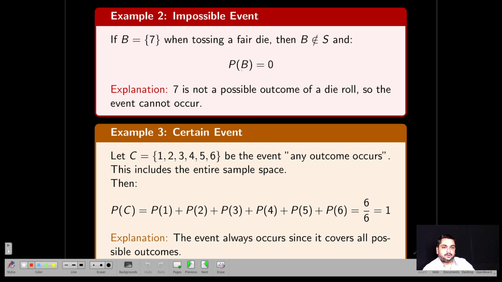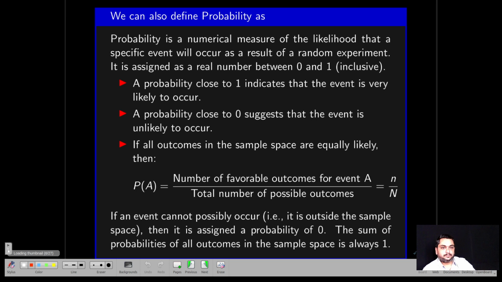Example 2, impossible event. I have told you already. If B equal to 7 when tossing a fair die, the outcomes are 1 to 6. There is no 7. So the probability is 0 because the event B does not belong to sample space S. Next is a certain event. Let C equal to 1, 2, 3, 4, 5, 6 be the event. Any outcome occurs, meaning any one of these occurs. So P1 can occur, P2, P3, P4, P5, P6. The probability of this is 1 by 6 plus 1 by 6 and so on. It will be 1. So that is a certain event.